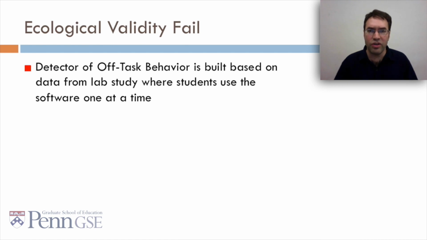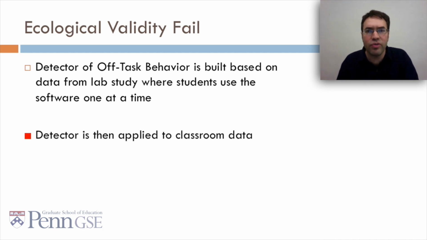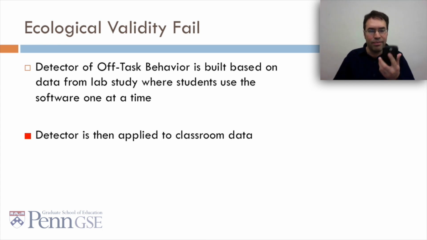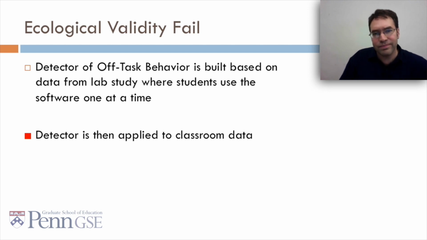Let's say you build a detector of off-task behavior using data from a lab study where students use the software one at a time. And then you apply it to classroom data where students go off-task in a completely different way. In the lab setting, they were just kind of getting bored, kind of looking into space, maybe looking at their cell phones. But in the class, they're talking to their neighbors about One Direction or whatever the top boy band is today. In that case, your model might genuinely not work.